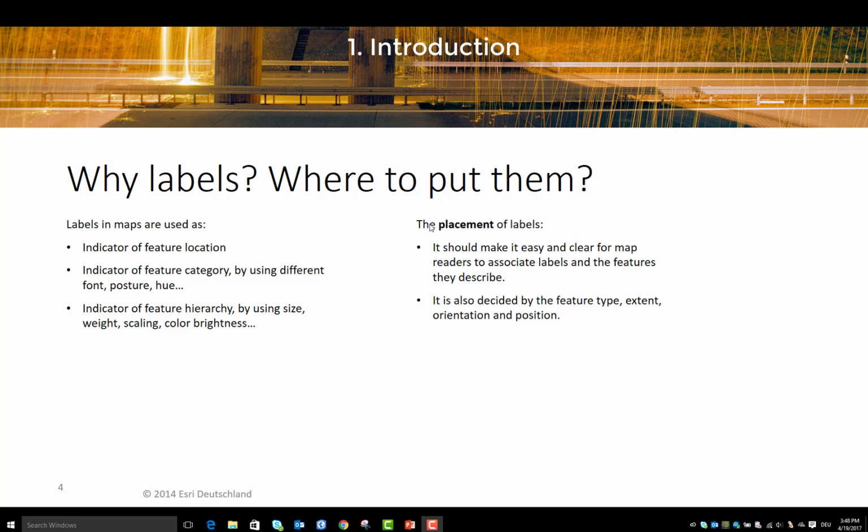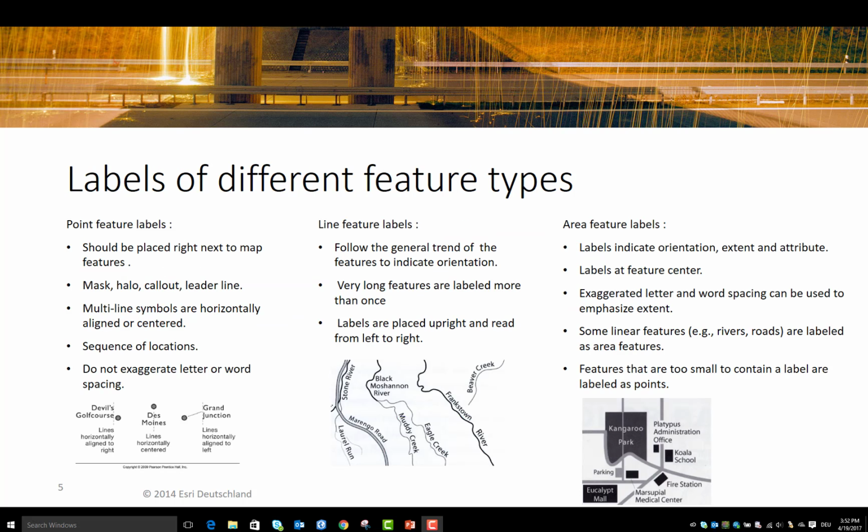Labels in maps are used as the indicator of feature location, category, and hierarchy by using different fonts, postures, size, weights, and others. The placement of labels is very important. It should make it easy and very clear for map readers to know which labels are associated with which features they are describing. It is also decided by the feature types, their orientation, position, and extent.